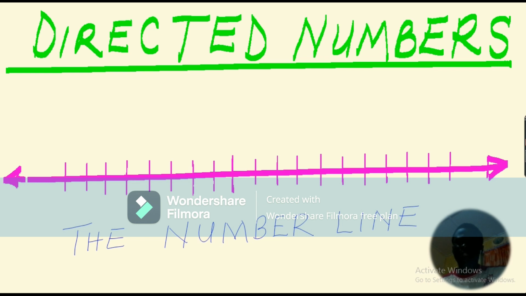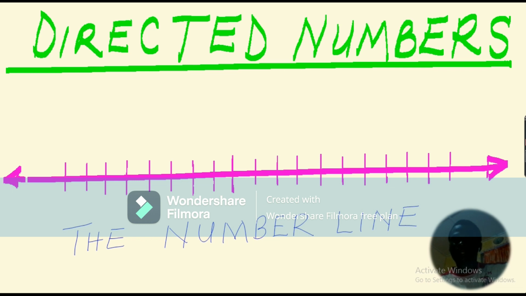What do we mean by directed numbers? When we talk of directed numbers, we're talking about positive and negative numbers. A graph or a line which arranges these positive and negative numbers in order of magnitude, that is how big they are, is called the number line, as we can see in the diagram below. I will be numbering the number line so we can learn how to number it.